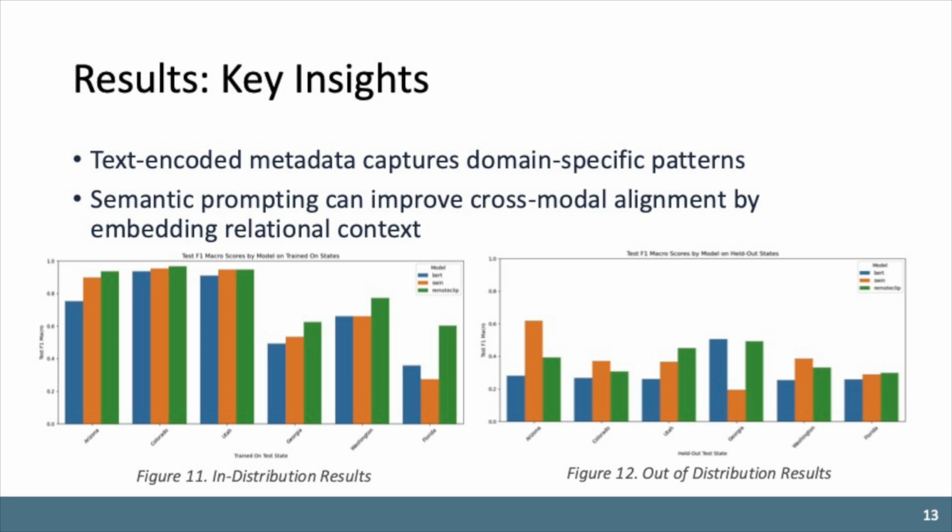From these results, we can see that the text encoder model, BERT, has decent performance on in-distribution results. And when we look at RemoteCLIP, our multimodal model, its performance surpasses both single modal approaches. This reveals that text-encoded metadata not only captures domain-specific patterns, but also semantic prompting through multimodal models can improve performance.